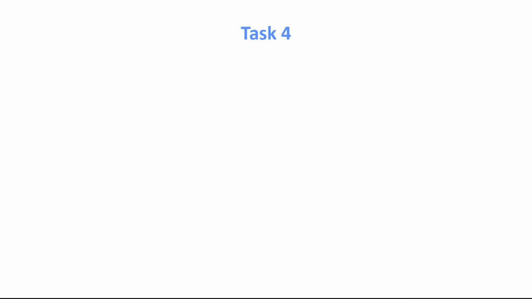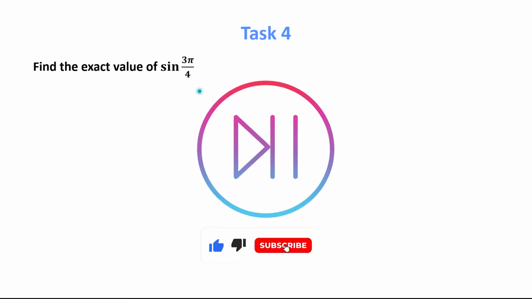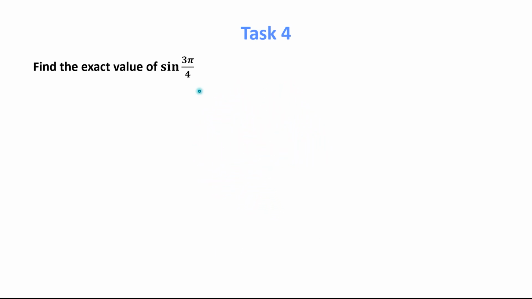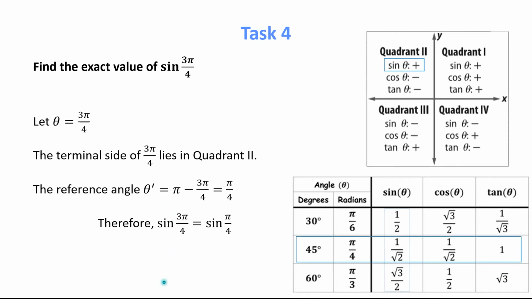You can now have a go at a question yourself. Find the exact value of sine 3 pi by 4. You can pause the video and answer the question, and when you are ready to continue, please press play. If you follow the steps, your answer should be as follows. Sine of 3 pi by 4 equals 1 divided by root 2.